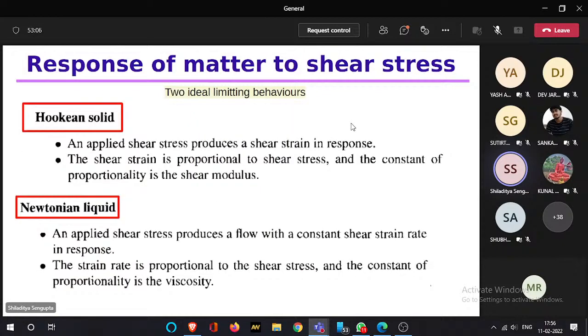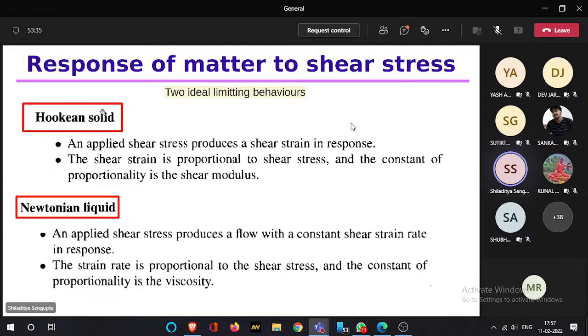Now here we have two different models. These are ideal extreme behaviors. In one case, you can imagine that the material behaves as if the atoms are connected by springs, and they produce a pure elastic response, a pure spring-like response, which is called a Hookean solid. Hookean comes from Hooke's law.